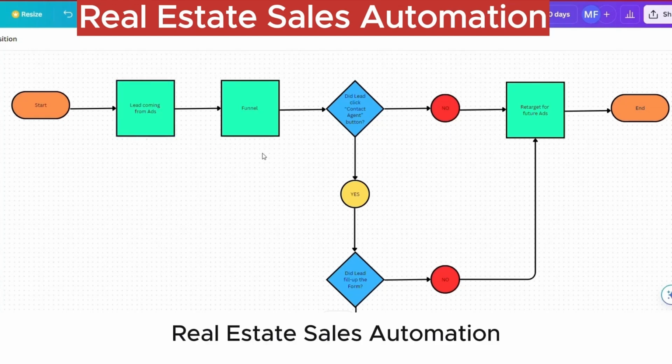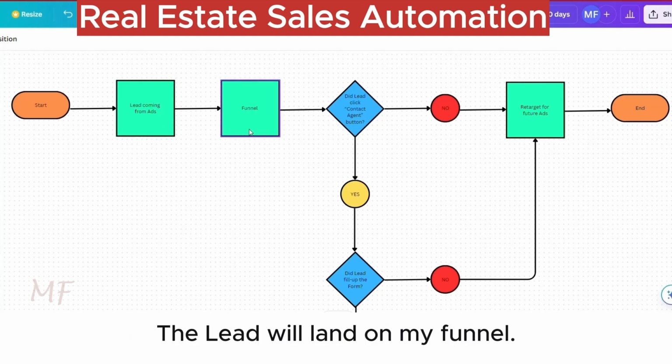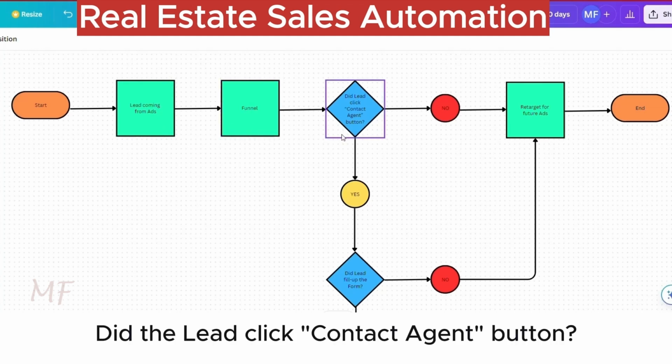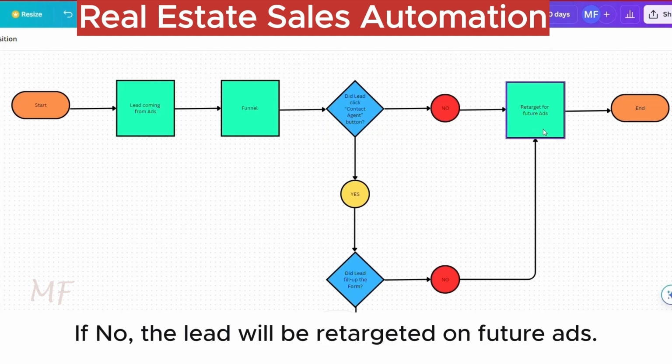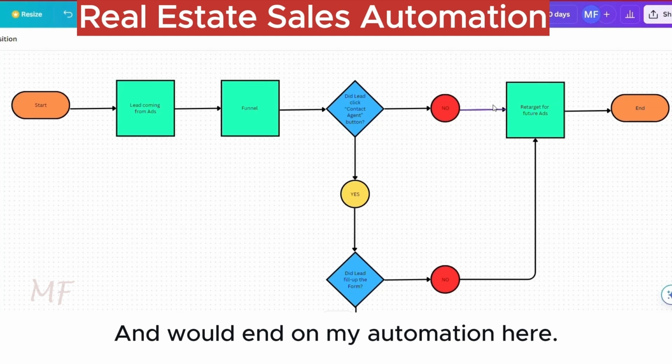Real estate sales automation. This automation will get leads coming from ads. The lead will land on my funnel. Did the lead click the contact agent button? If no, the lead would be retargeted on future ads and would end on my automation here.